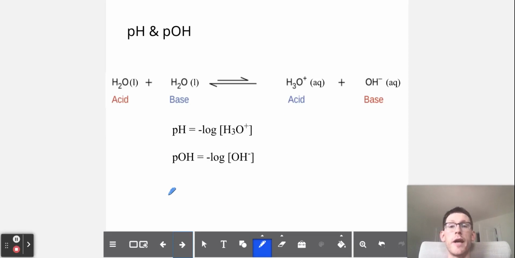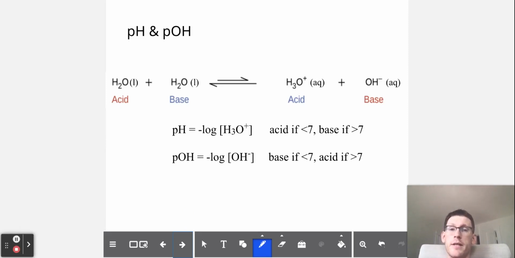From Kw, H3O+ and OH- concentration, we can define pH as the negative log of the concentration of H3O+, and pOH as the negative log of the concentration of hydroxide. You may have previously learned that the pH scale is 0 to 14, but it is absolutely not. It can range from a little bit past -1 until about 15.